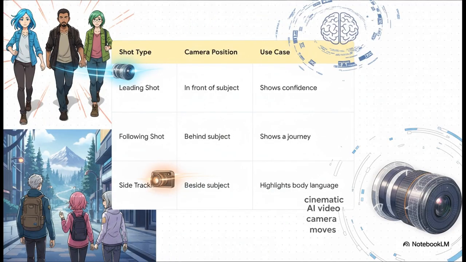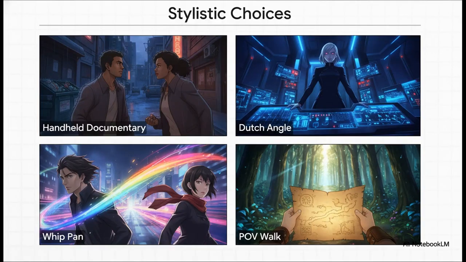When your character is on the move, how you follow them tells a huge part of the story. A leading shot with the camera in front of them looking back shows confidence and purpose. A following shot from behind creates a sense of journey or even mystery. We're on this path with them. And side tracking right next to them is the best way to really focus on their performance and body language while they're in motion.